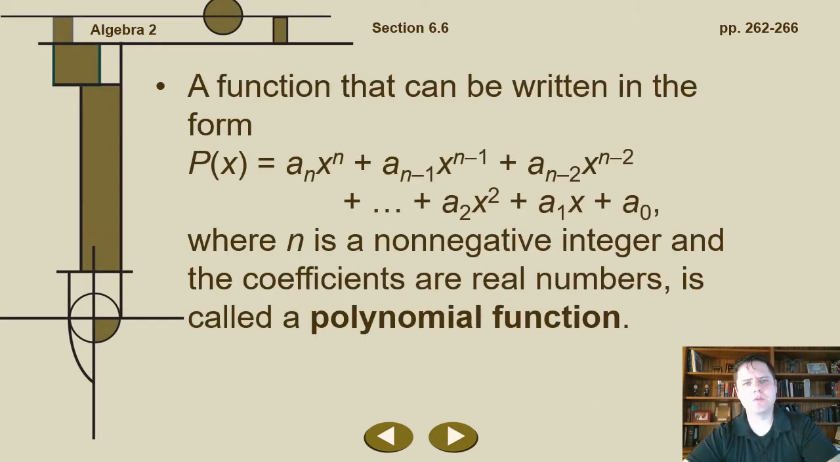Now, a function that can be written in the form p of x equals a sub n times x to the n plus a sub n minus 1 times x to the n minus 1, and so on and so forth, until we eventually get to a1x plus a0 is a polynomial function. So each of these a's are coefficients, and then each of these powers of x are running down from some number down eventually to where it gets to just x to the first, and then eventually just a constant itself.